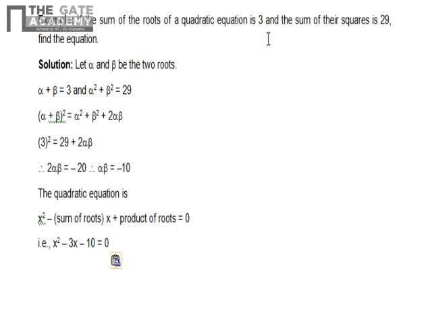Now we will see a little more difficult example. If the sum of the roots of a quadratic equation is 3 and the sum of the squares is 29, find the equation. Now here the sum and the sum of squares are given. So the first thing you'll have to find is the product of the roots. You know this basic identity: alpha plus beta whole square is equal to alpha square plus beta square plus 2 alpha beta. Now if we put in the values, you will get the value of alpha beta as minus 10, and already you have the sum of the roots, that is 3. So the equation will become this. I think now you are all clear on how to find the equation from the given roots.